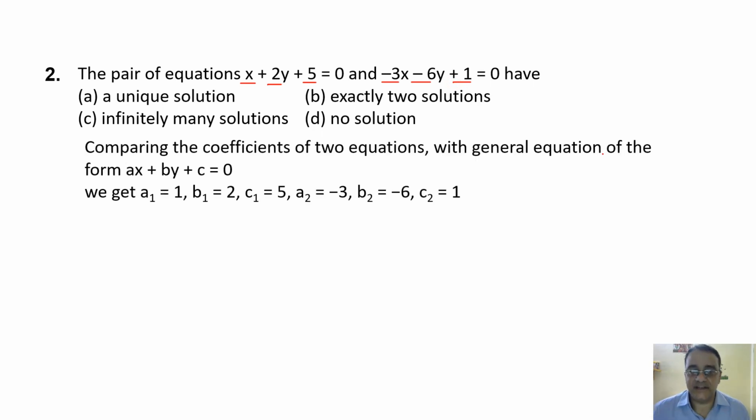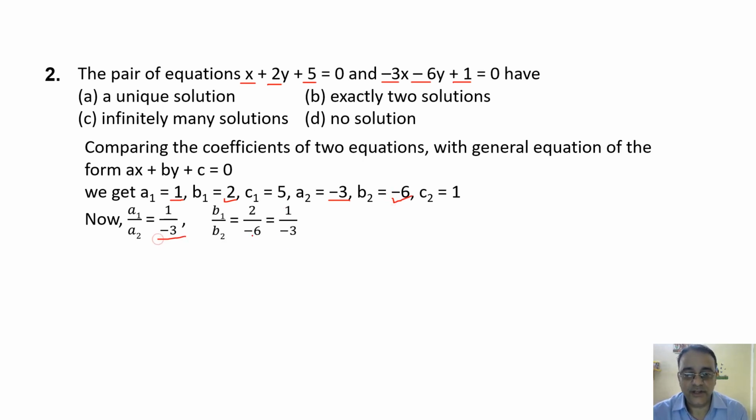Now we are going to find a1 by a2. So what is a1 by a2 here? 1 upon minus 3. Right. And what is b1 by b2? 2 upon minus 6. Right. That is 1 upon minus 3. So both of these are equal.